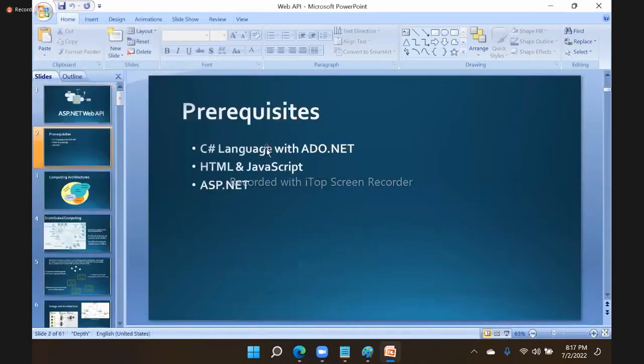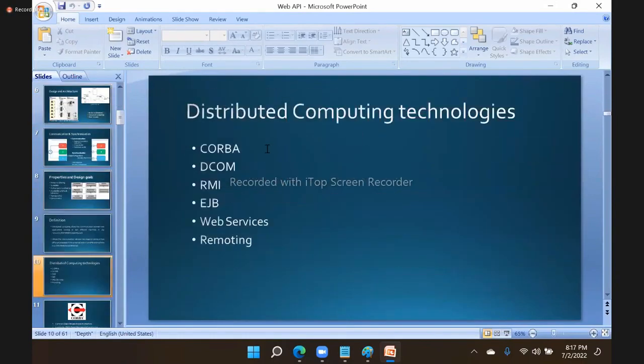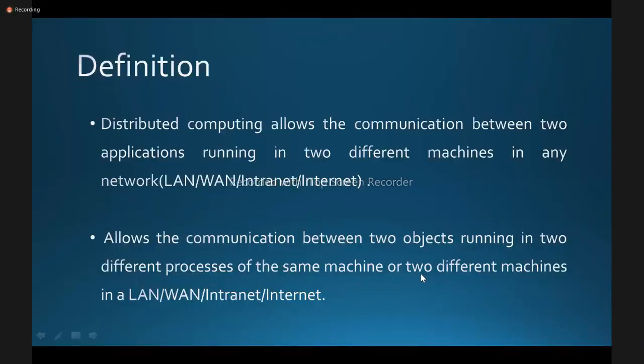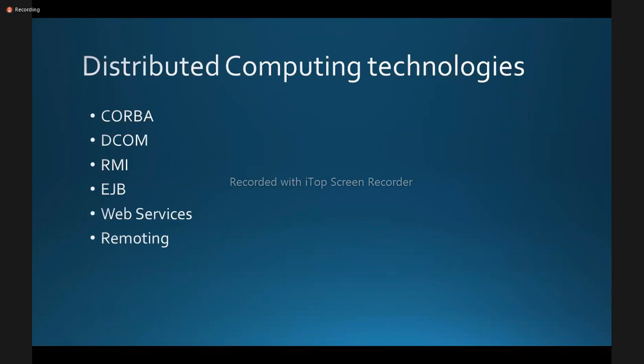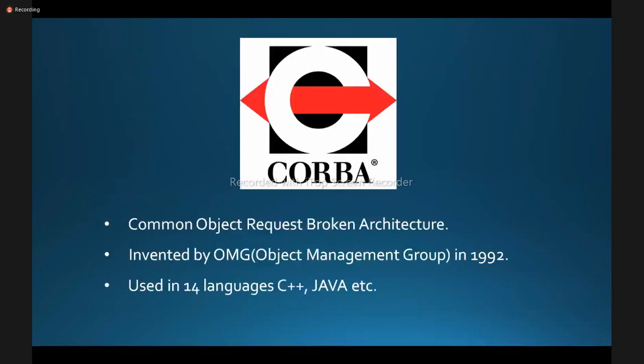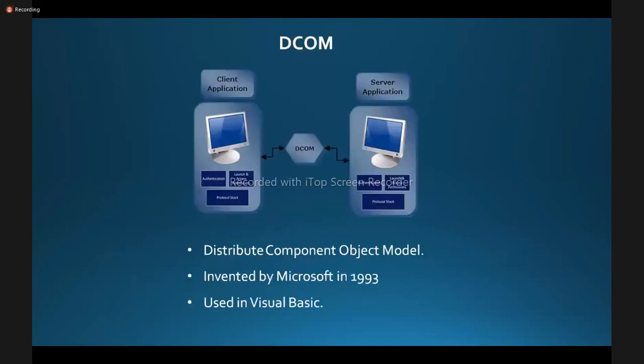Distributed computing, these all things you don't need. I'll just give you the definition. Distributed computing allows the communication between two applications running on two different machines in a network, or allows communication between two objects running in two different processes also. That is distributed computing. Corba, DCOM, RMI, EJB, web services, remoting. Corba is Common Object Request Broker Architecture, invented by OMG Group in 1992, and it is used in more than 14 languages. And we have DCOM, Distributed Component Object Model.